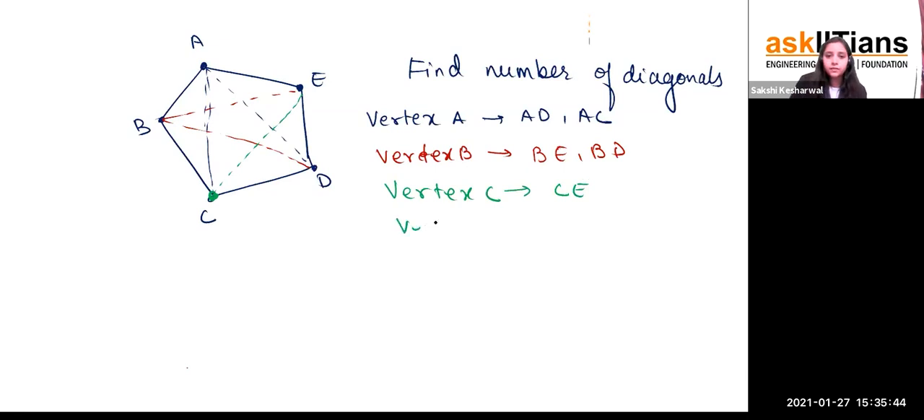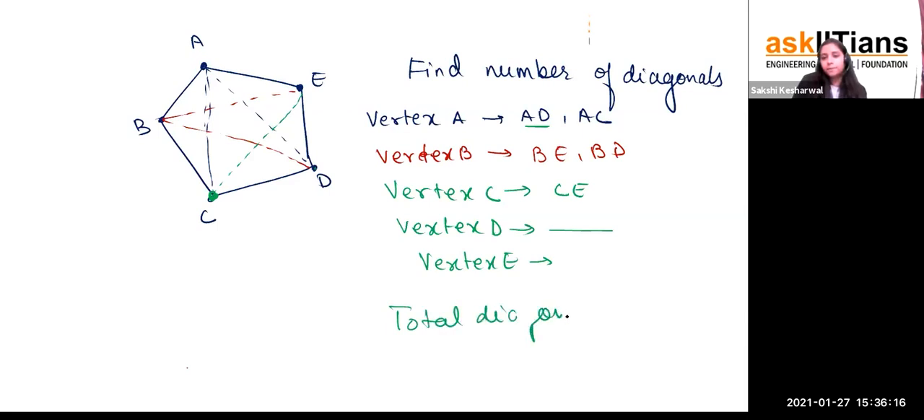Now take the vertex D. What are the diagonals you get? From vertex D, DE and DC are your sides. So DA and DB will be your diagonals or not? DA is already written, and DB is already written, so no need to write again. Now taking vertex E, ED and EA are your sides. So EC and EB will be your diagonals. So the total diagonals will be how much, beta? 5 diagonals? Yes or no?